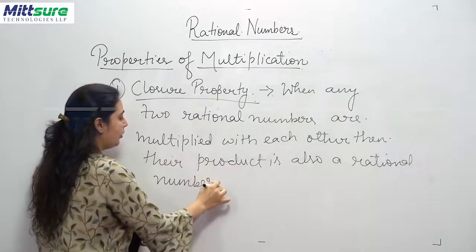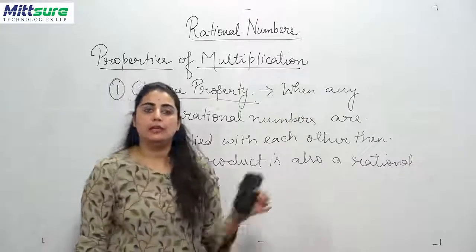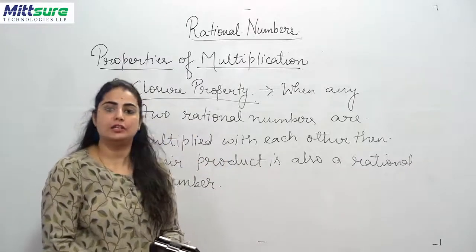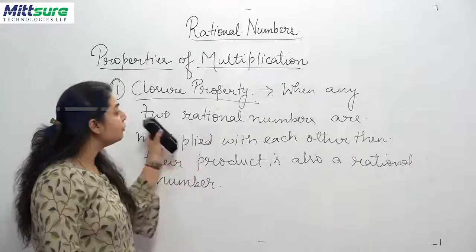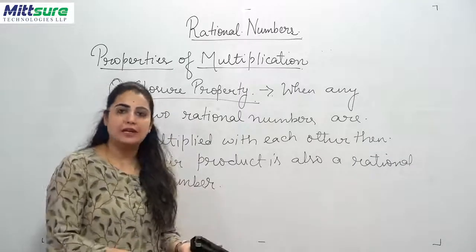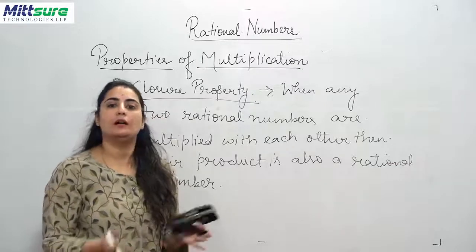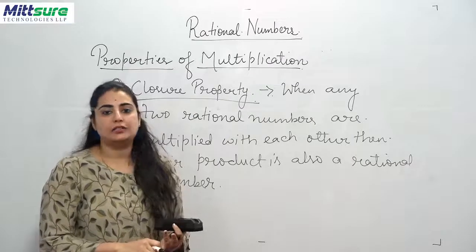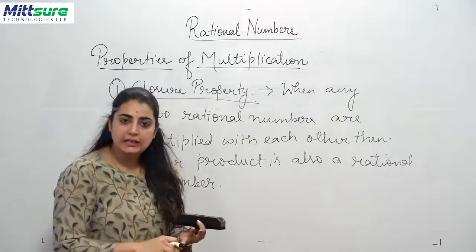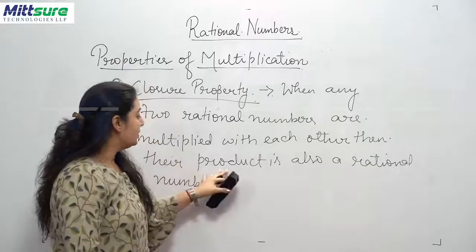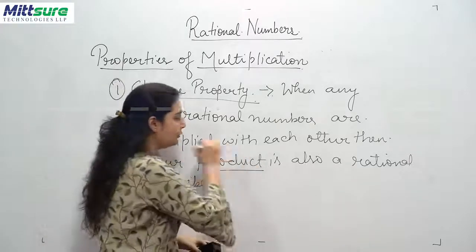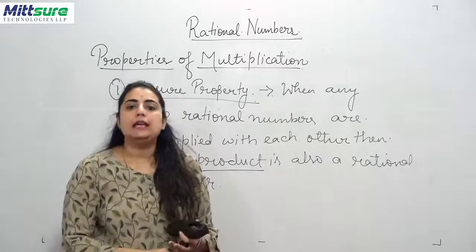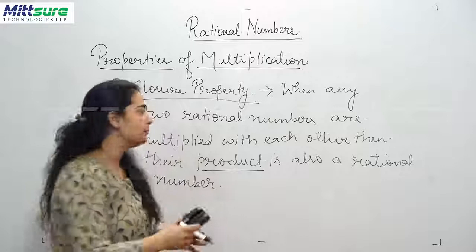That means what I have just explained is here in the first property of multiplication of rational numbers. It says when any two rational numbers, maybe a positive and a negative rational number, both positive rational numbers or both negative rational numbers, are multiplied with each other, then the result, that is the product of the two numbers, is also a rational number. Now let us take an example to understand this property.